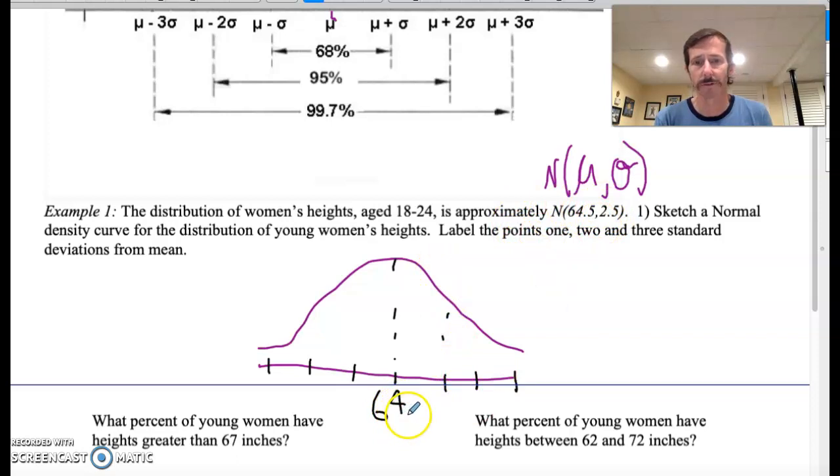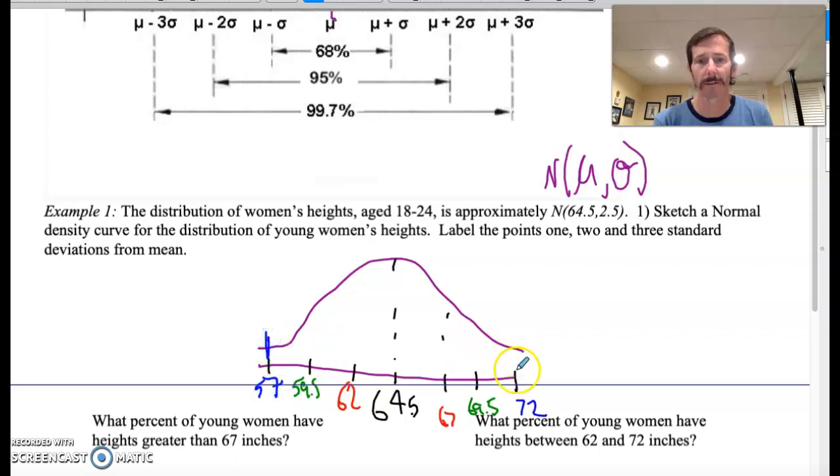So, oops, this is 64.5. So if I go 2.5 inches up, that would be one deviation above average, would put me at 67 inches. And one deviation below would put me at 62 inches. So I added 2.5 and I subtracted 2.5. And then if I add 2.5 more, I will get to 69.5. And if I subtract 2.5 more, I get to 59.5. And if I go one more deviation above average, I'd add 2.5 to this as well, which would get me up to 72. And if I take 2 away from this, I get down to 57.